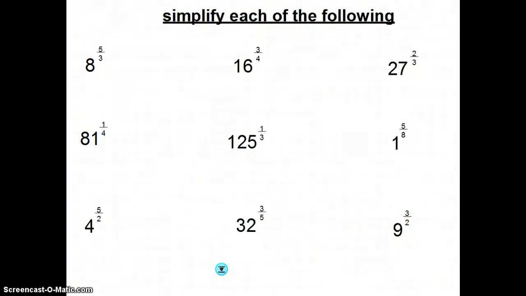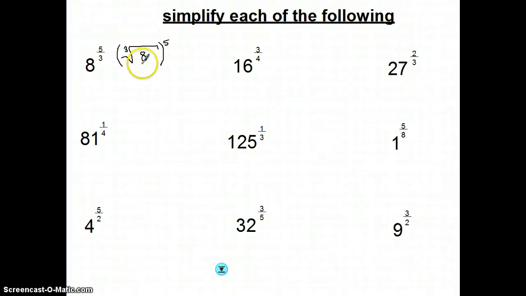Now we're going to simplify each of the following completely. So we're going to write it in radical form and then proceed to simplify it all the way down. So for this first one, I am going to rewrite it in radical form. That index of 3 comes from my denominator, and then I have 8 to the 5th power inside, or I can raise the entire radical to the 5th power. Again, it doesn't matter whether that 5 is inside on the 8 or outside of the radical completely.